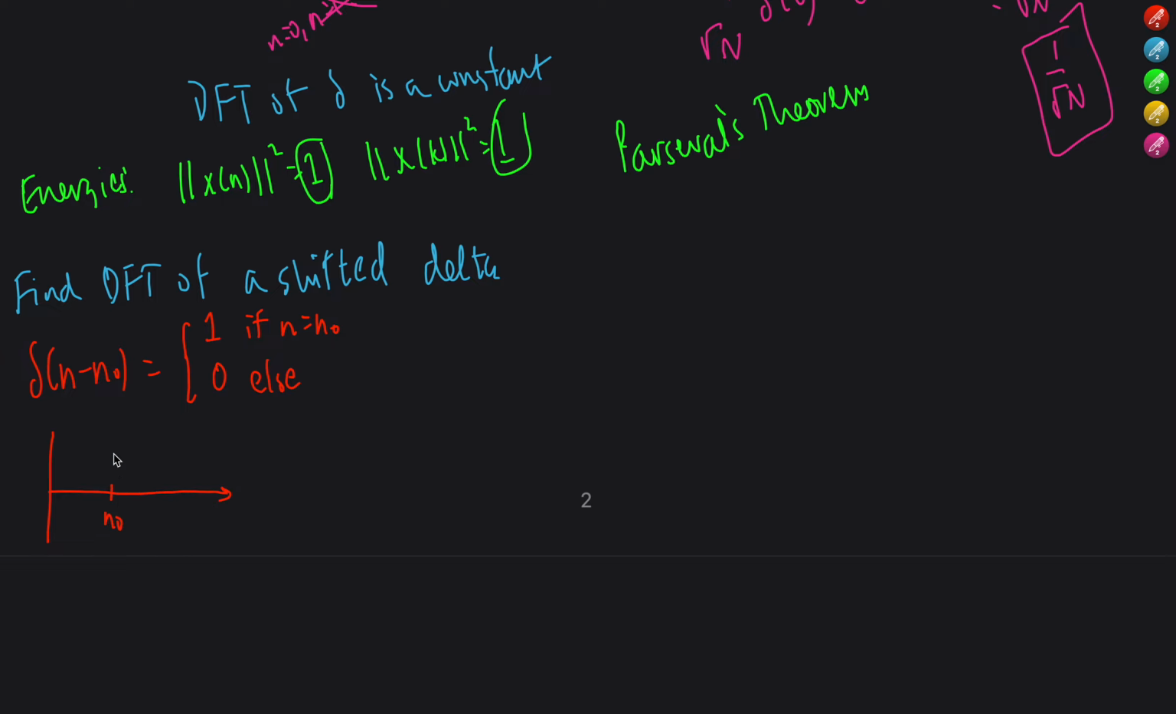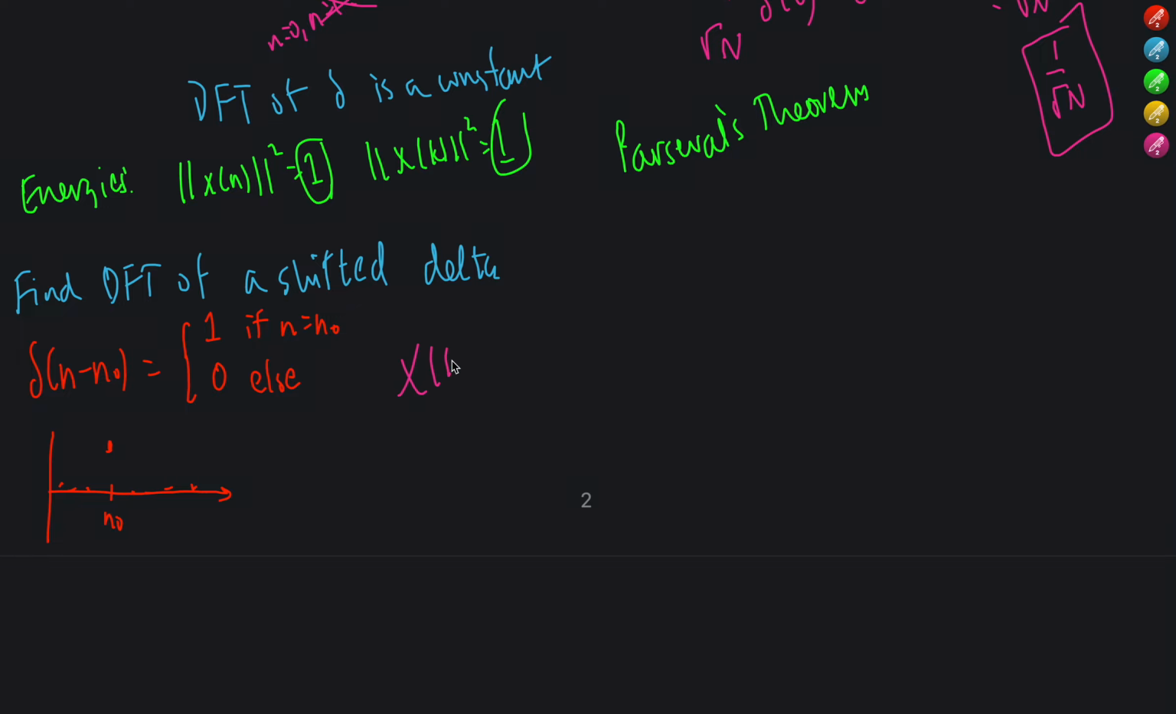So this is n naught. This is where we see the spike. Everywhere else we see 0. Okay, I won't do a more intricate diagram than that. Let's find the DFT of this thing.